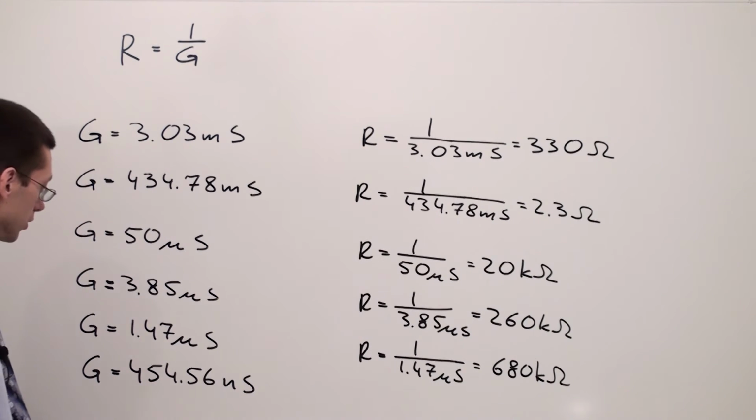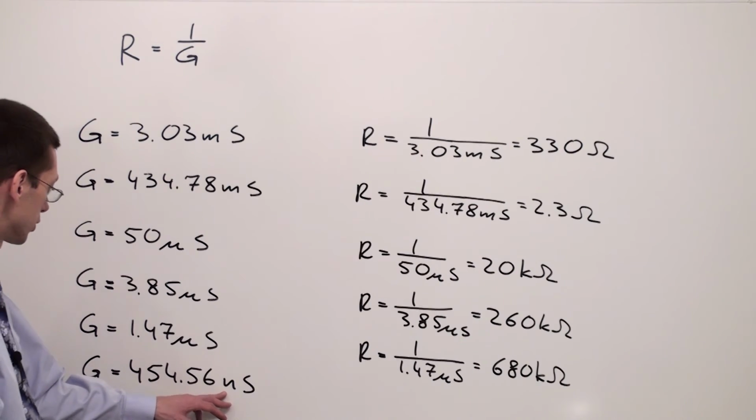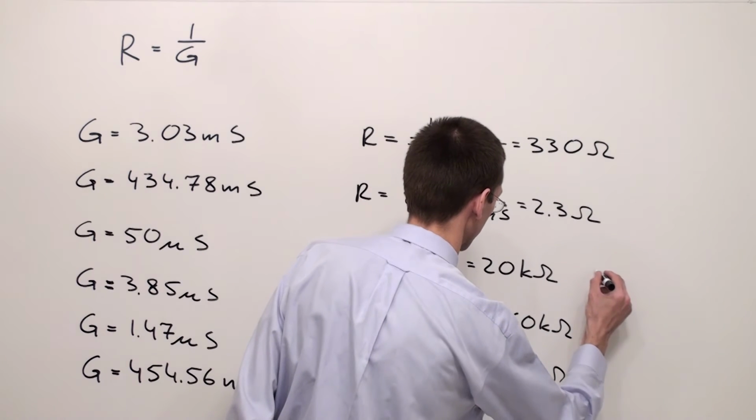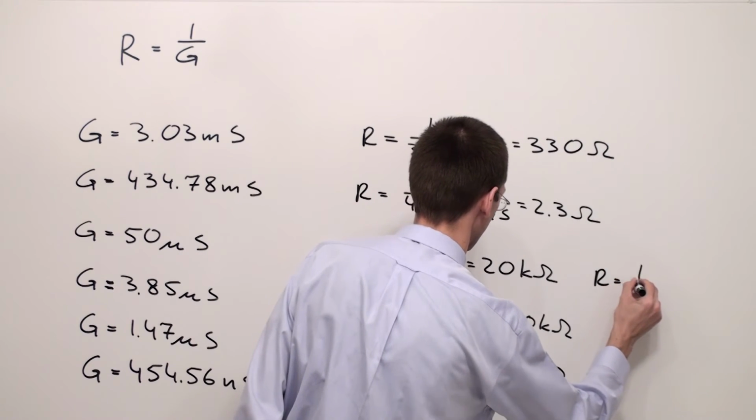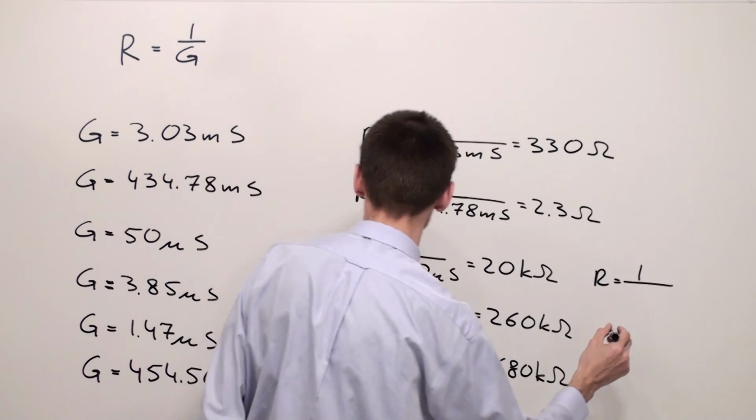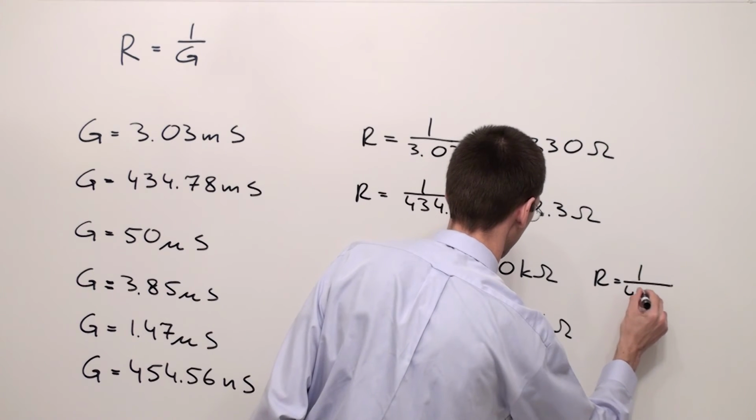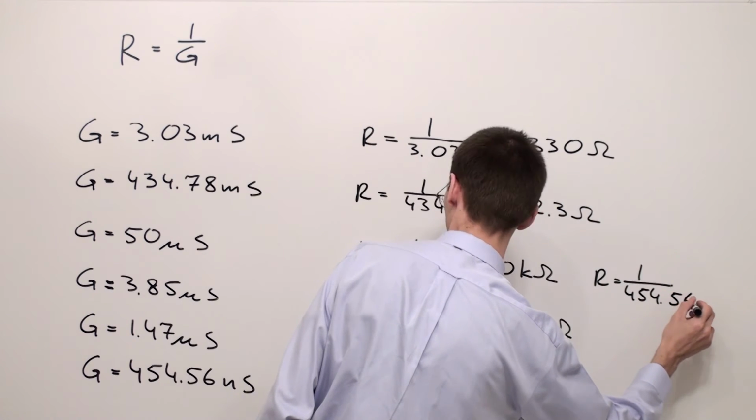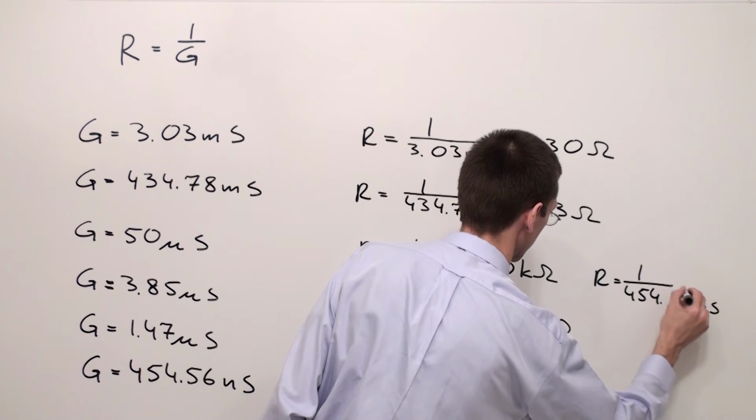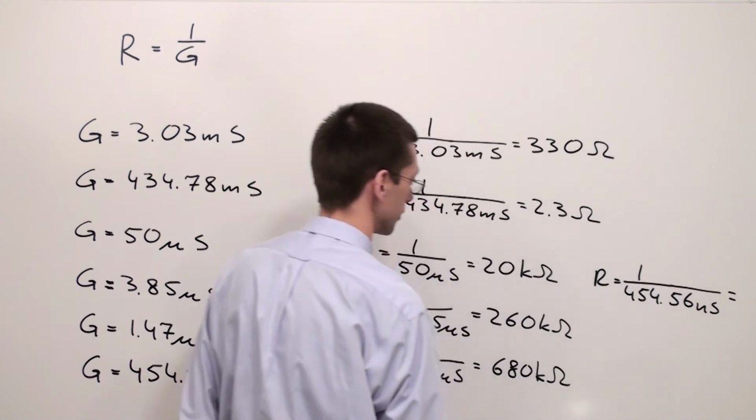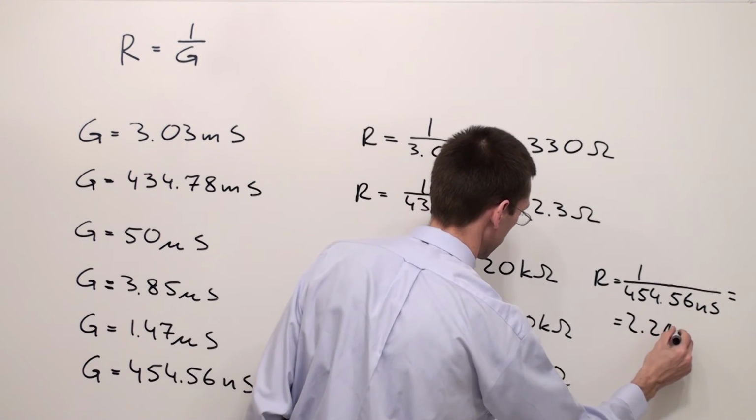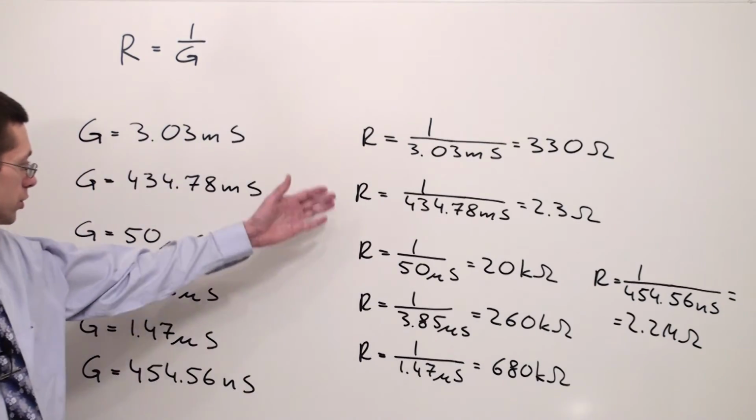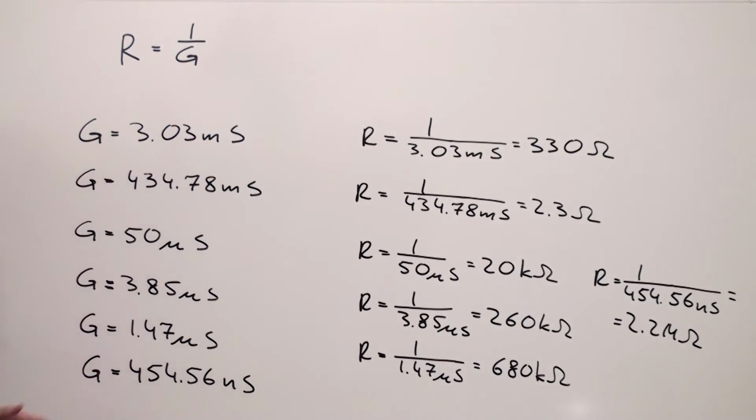454.56 nanosiemens. I'm going to write over here, R equals 1 divided by 454.56 nanosiemens, which is equal to 2.2 megaohms. These are the solutions to these problems.